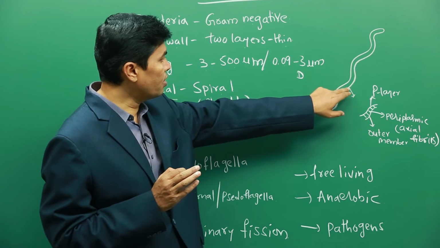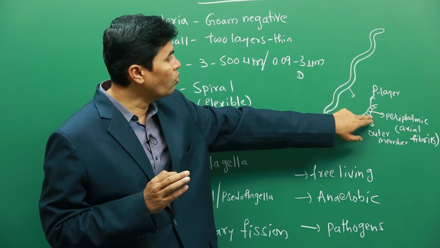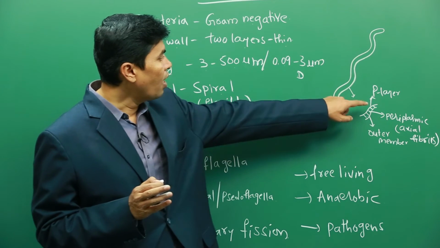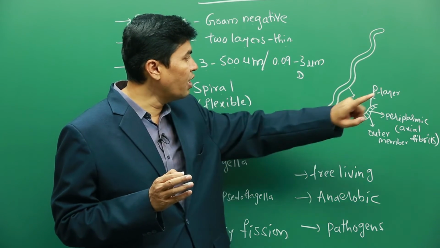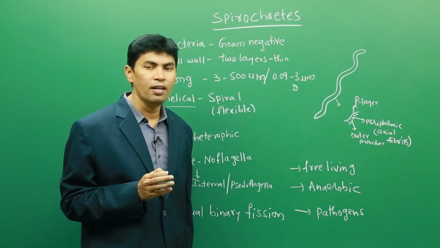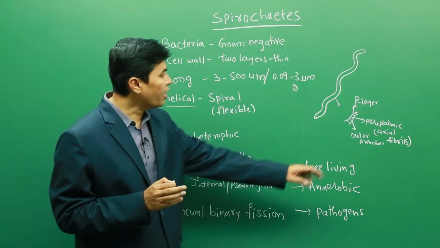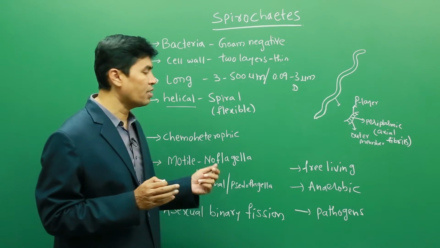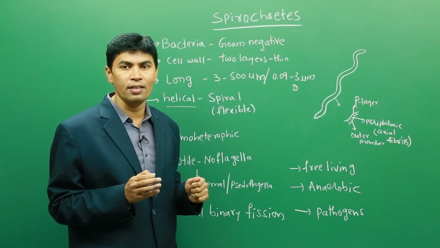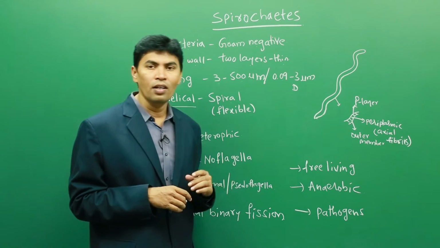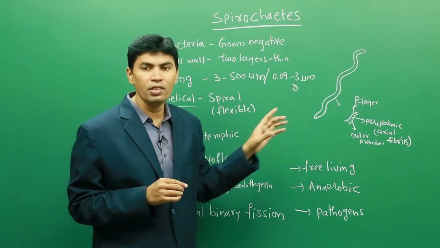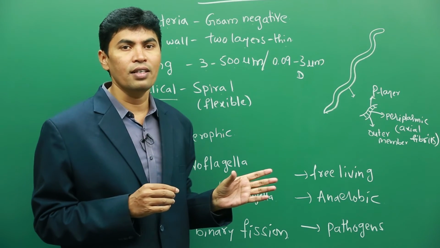And you can see that the cell wall of this organism contains two layers. The outer membrane layer is present, just like in other gram-negative organisms, and inside it is the P layer. P stands for peptidoglycan layer, and in between we have the periplasmic area, and within the periplasmic area, these axial fibers, or you can call them internal flagella, or sometimes pseudoflagella, are present. This kind of axial fibril is a peculiar character of the spirochetes, and it is present throughout the body surface, throughout the cell wall of this organism, and it helps the organism in its movement.